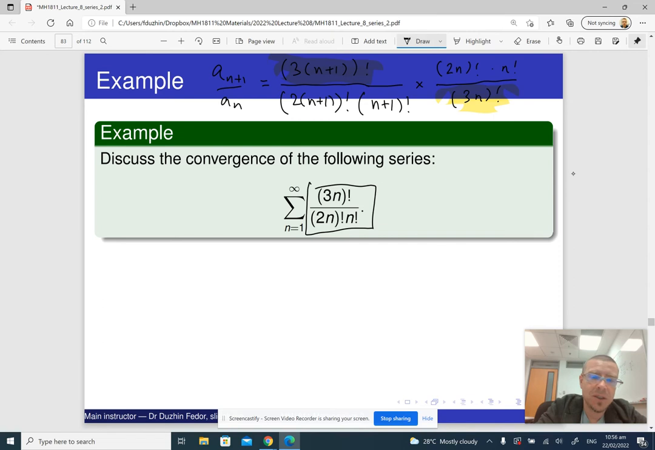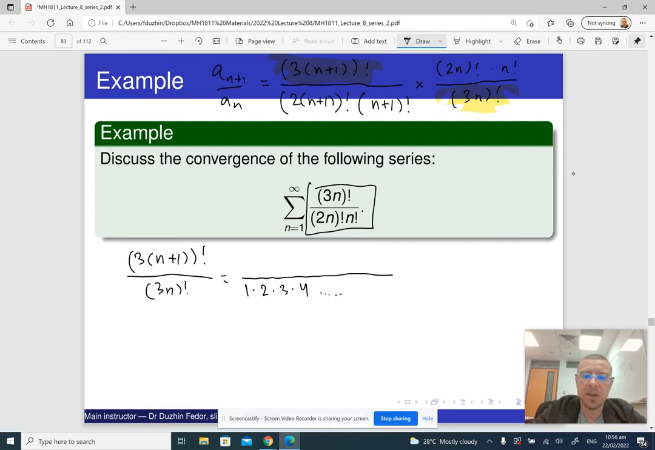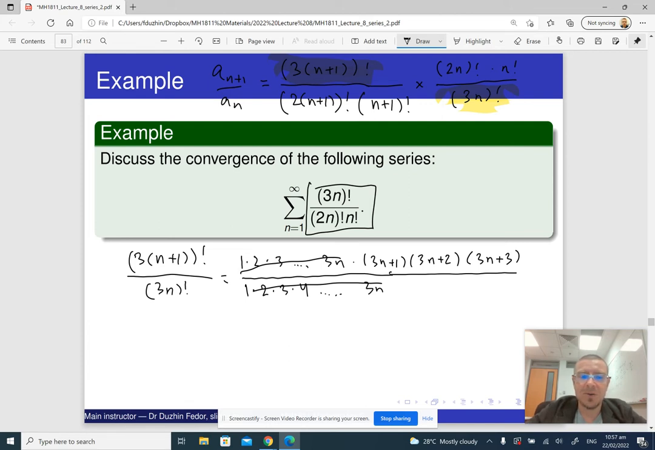So let me simplify this. So what is 3 times n plus 1 factorial divided by 3n factorial? So the denominator here is the product of all the numbers from 1 until 3n. So 1 times 2 times 3 times 4 and so on until 3n. And the numerator is the product of numbers 1, 2, 3, and so on all the way until 3n. But after 3n, there's going to be 3n plus 1, there's going to be 3n plus 2, and there's going to be 3n plus 3. And this part is going to cancel out. All right, so 3n plus 1 factorial divided by 3n factorial is in fact just 3n plus 1 times 3n plus 2 times 3n plus 3.